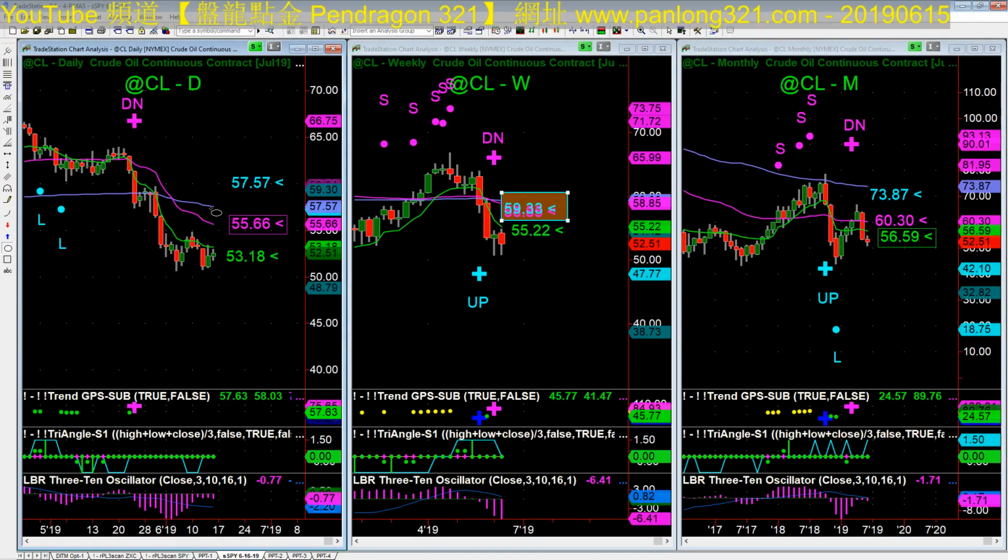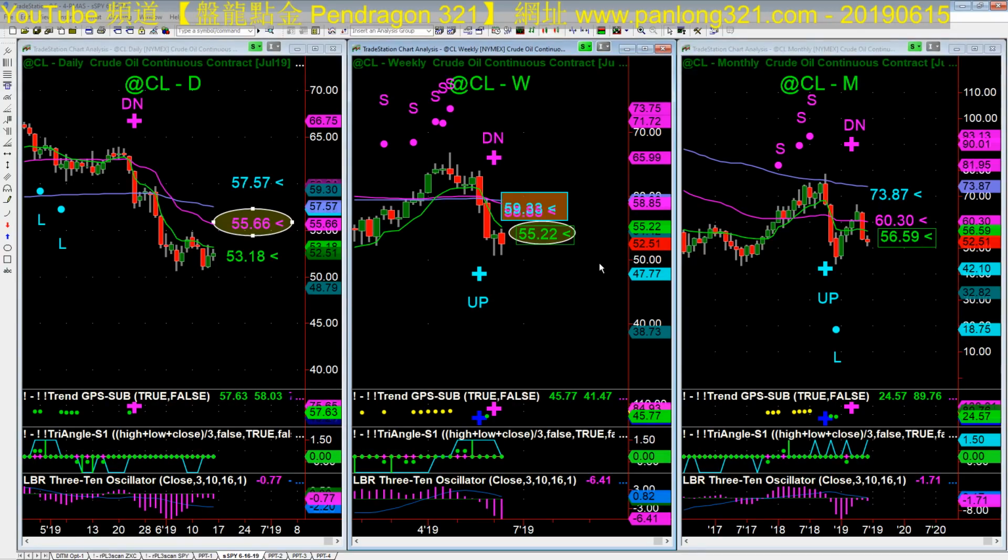Now, 55.66, let's see what happened. This number could line up with this 55.22. So around 55.22, 55.66, that could be your potential strong resistance if crude oil is to rebound.